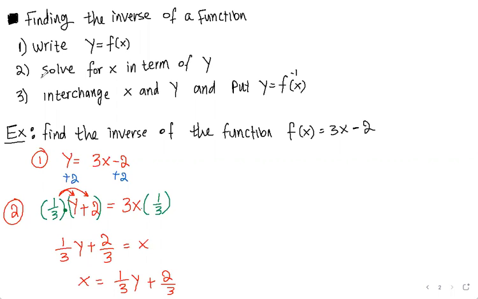Now for the last step. Right now I finished the second step, I solved for x in terms of y. Now interchange x and y and put y equal f inverse of x. So instead of x, I have to write f inverse of x. Instead of y, I have to write x. So third step here, x becomes f inverse of x.